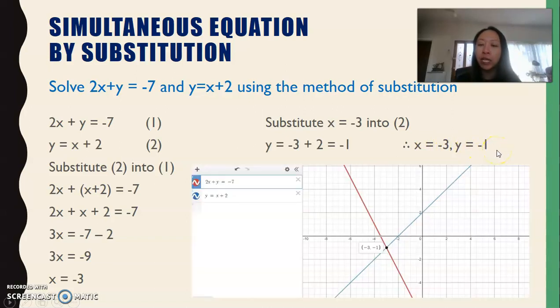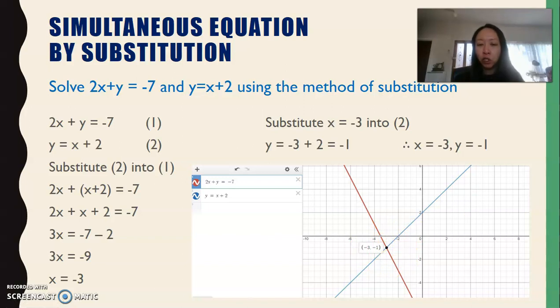If we draw them as two lines here, you can see that the point of intersection of both lines will be at the point negative 3, negative 1. Negative 3 is the value of x, because according to the coordinates, the first value is the x value, and negative 1 is the y value. So the point of intersection is also the solution for the simultaneous equations.